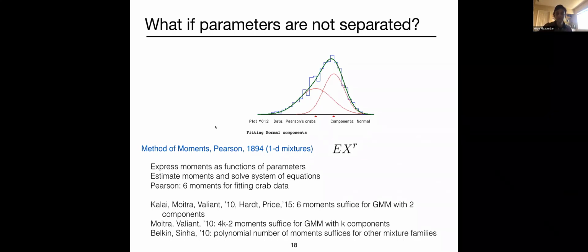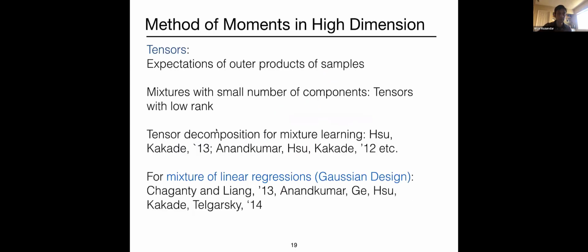Method of moments usually works for one dimension because you have to estimate the moments. Moments are not well defined for higher dimension. So for higher dimensions, you have something called tensors. This is the method of moments in high dimension. Here you take the expectation of outer products of samples, and a mixture with a small number of components will imply that you have tensors with low rank.